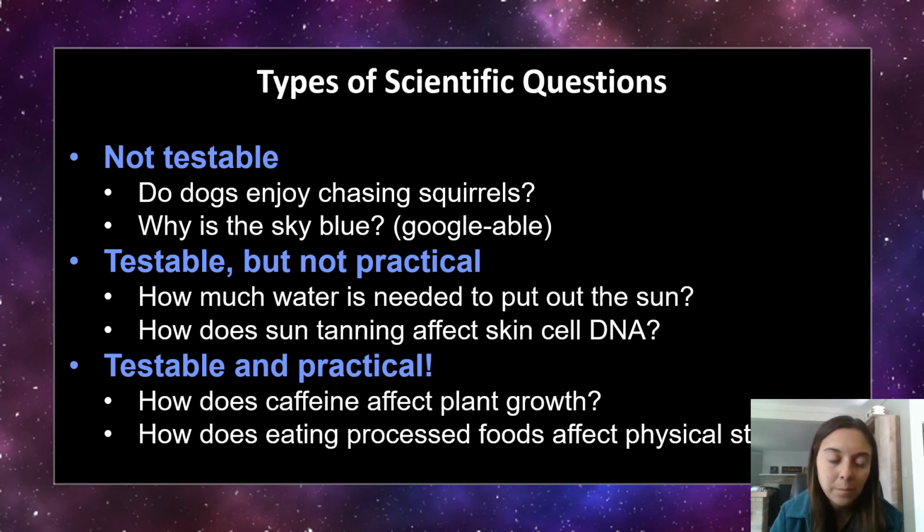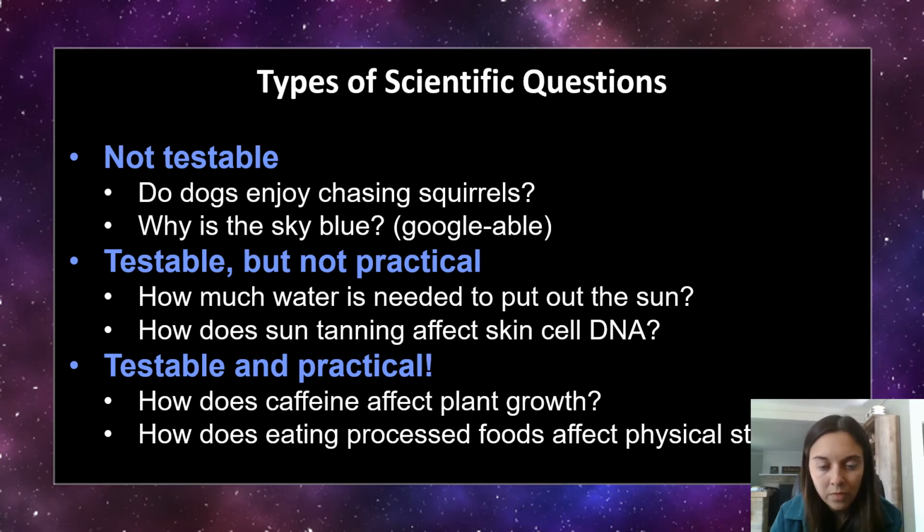So here's something. How does caffeine affect plant growth? I could acquire some powdered caffeine, maybe mix it with some water, and test over a certain period of time. How does it affect the height of the plant versus a plant that does not get caffeine?